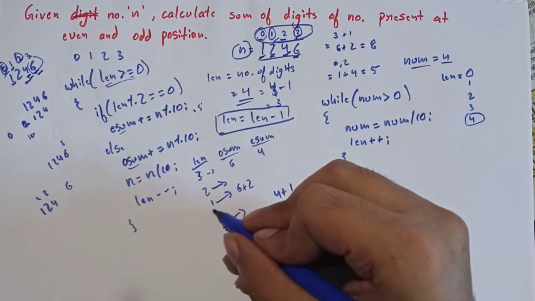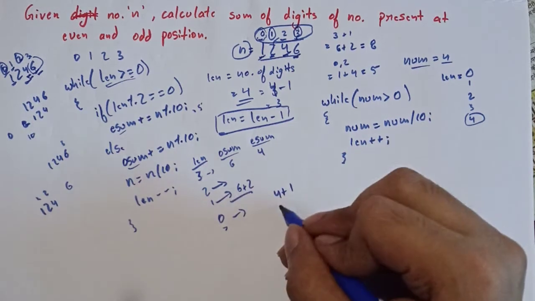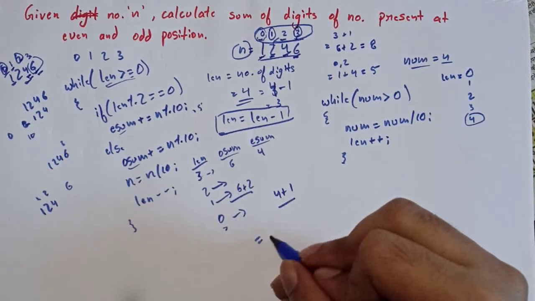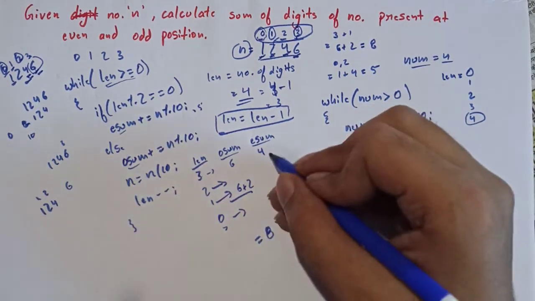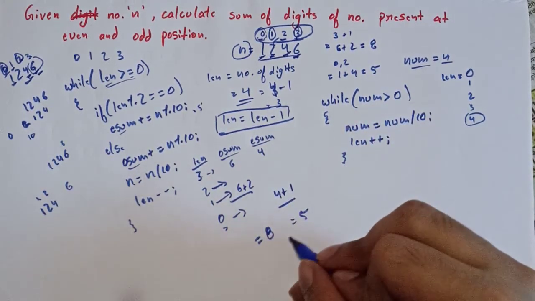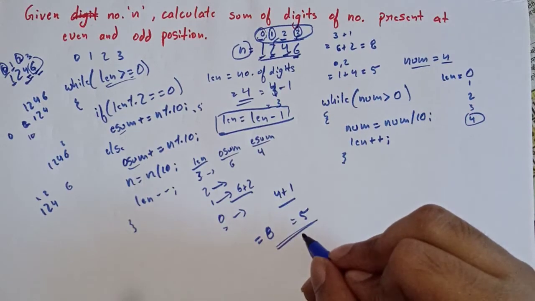Now our oSum is 6 plus 2, eSum is 4 plus 1. So we have our odd position sum as 8 and our even position sum as 5. And this is how we do this program.